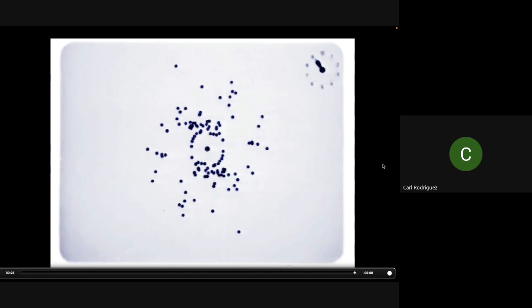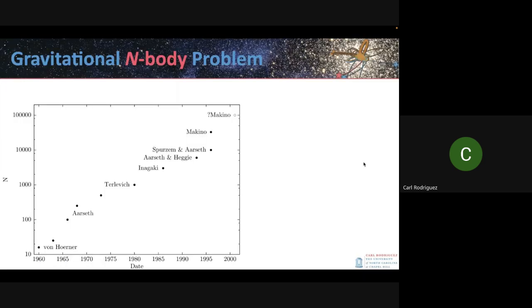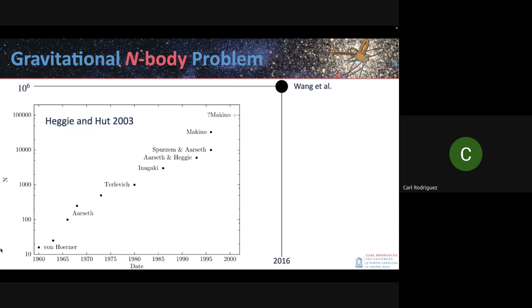Fortunately, things have improved a little bit since then. And roughly speaking, you can create this plot of how many particles you are able to consider as a function of year. So going back to the 60s, we were only doing computer simulations of 10, 20 particles. Things have improved since then, up to hundreds, thousands, even tens of thousands. State of the art for the gravitational n-body problem is currently about 1 million particles. It's developed by Long Wang, who was a graduate student at the time. Now he's a professor. And he was able to do large-scale simulations of globular star clusters.